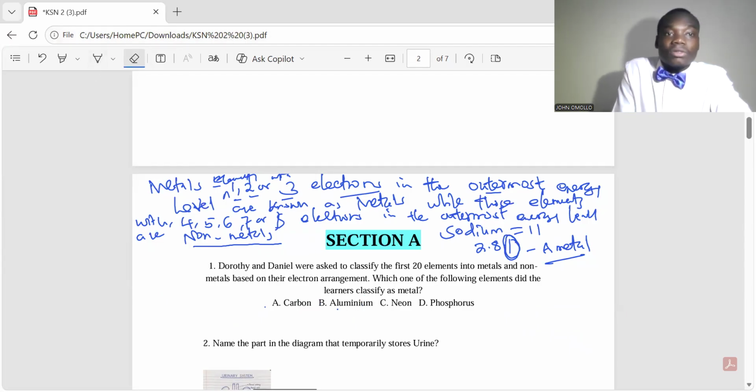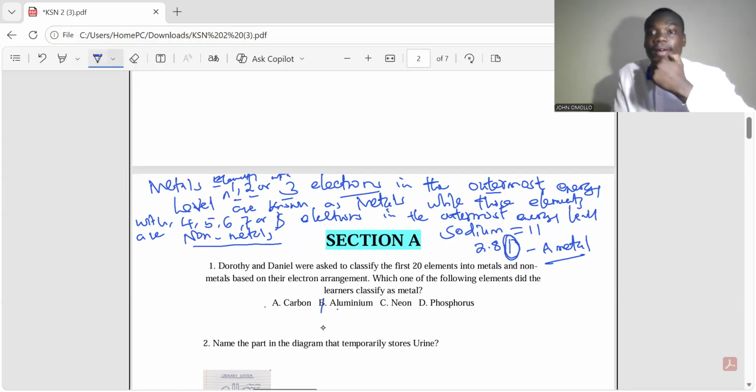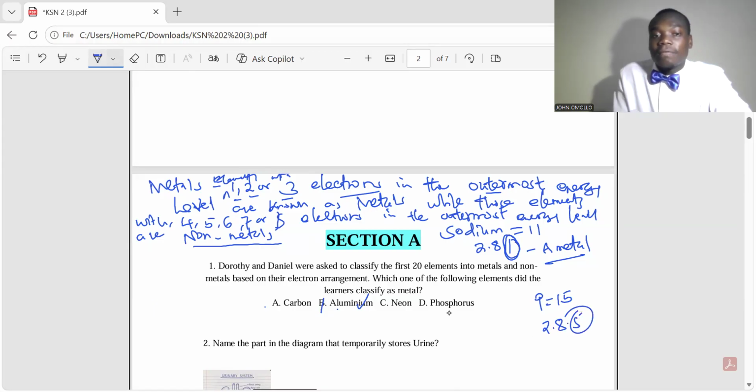So choice B is the right answer for number 1. Let's dive to, I didn't explain phosphorus. For those who want to know, phosphorus is number 15 in the periodic table. Electron arrangement is 2, 8, 5. 5 qualifies this particular element to be a non-metal.